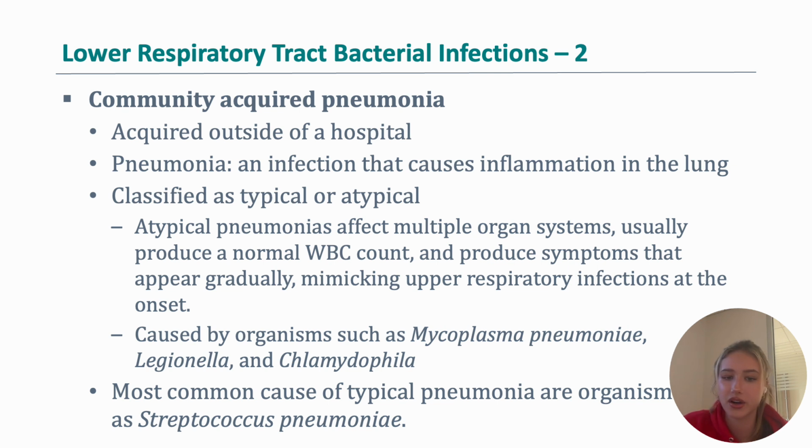The most common cause of typical pneumonia is organisms such as Streptococcus pneumoniae. And the risk of contracting community-acquired pneumonia increases with age. This is because aging can weaken the lungs' ability to fight off microbes, and it can also lead to other conditions that can increase the individual's risk of CAP, and this infection is most common during winter months.